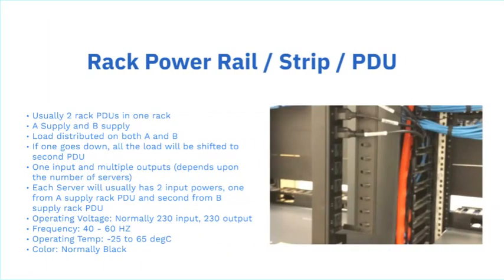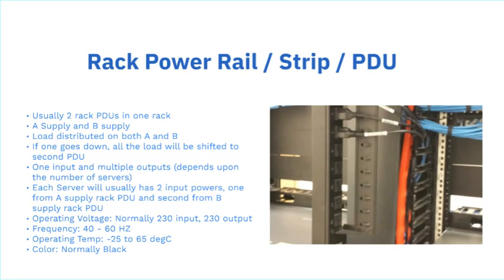What else is inside the server rack? It's the power distribution unit. We call it a rack power rail. We call it a rack power strip as well. So in a server rack, we used to have a minimum of two rack PDUs, two rack power distribution units, or even more than that, like four or six. It depends upon the rack PDU size, the server rack, and the requirement as well.